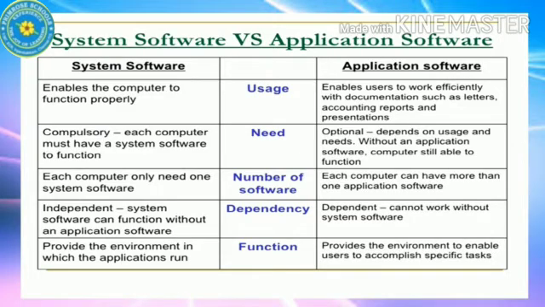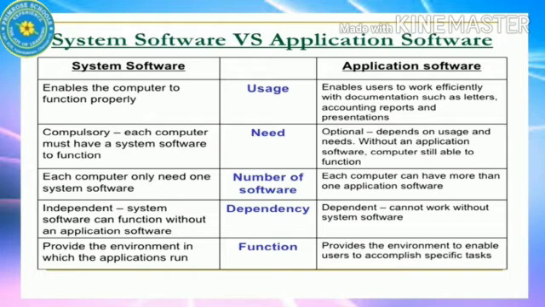So based on the number of software, each computer should have only one system software or one operating system, whereas it may have any number of application softwares. It can have MS Word, it can have presentation, it can have database, any kind of application software and any number of it. Now, next function is dependency. A system software is always independent. It can function without any application software. But an application software cannot function alone. It needs the system software to work.